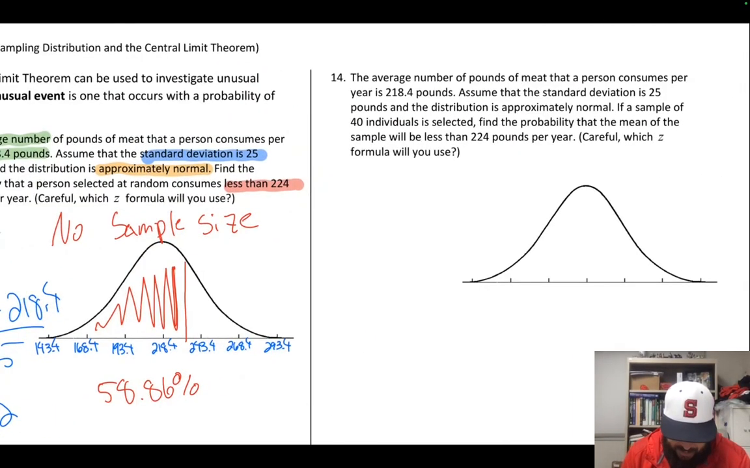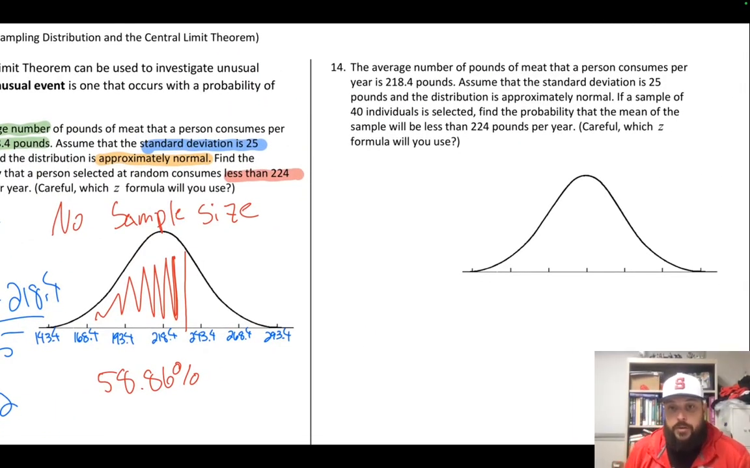All right, let's look at 14 now. So similar setup. Average number of pounds of meat that a person consumes per year is 218.4. Same standard deviation at 25. It is approximately normal. If a sample of 40 individuals is selected, find the probability that the mean of the sample will be less than 224. So a lot of this is exactly the same, with the one standout that a sample of 40 individuals is selected. So we're going to use sample now.